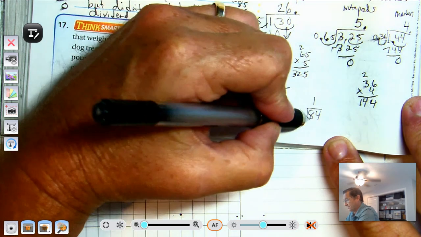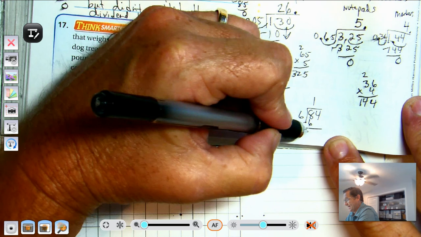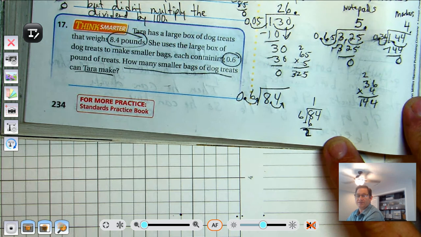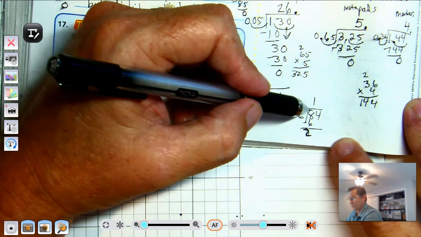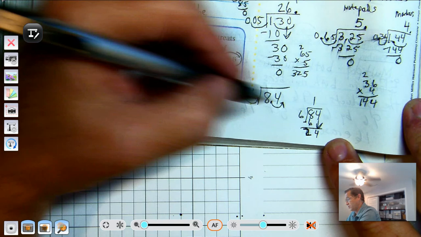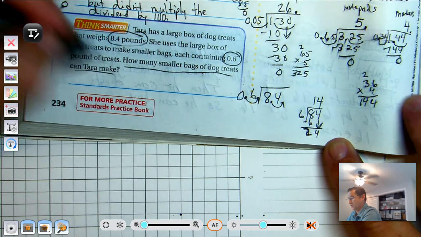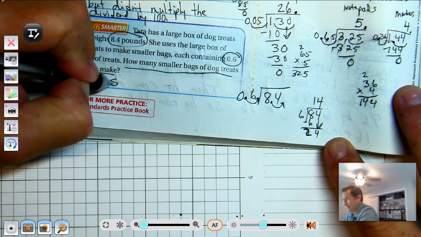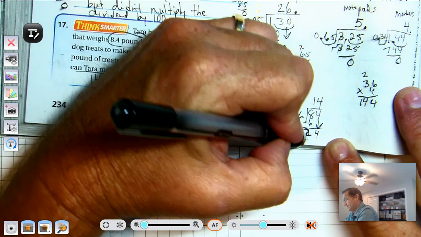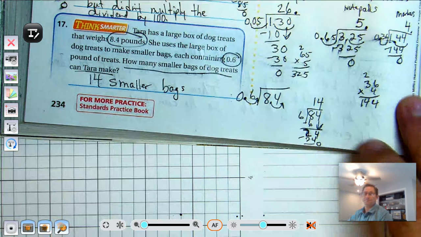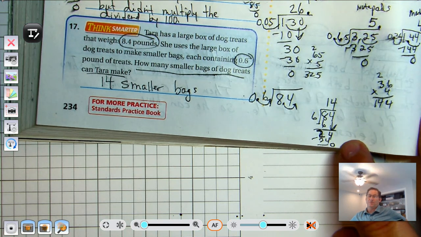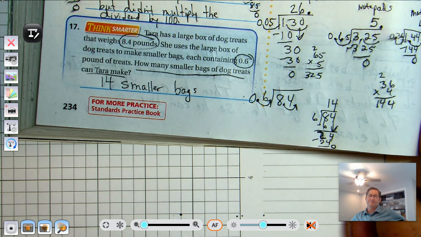Well, I can take 10 and put in each of the groups of 6. And that leaves us with 2, which we can't share with 6 groups. Bring down the 4 ones. 24 ones shared with 6 groups, 4 ones. So she can make 14 smaller bags. Because 6 times 4 is 24, subtract, you get 0. So we'd have 14 times 6.